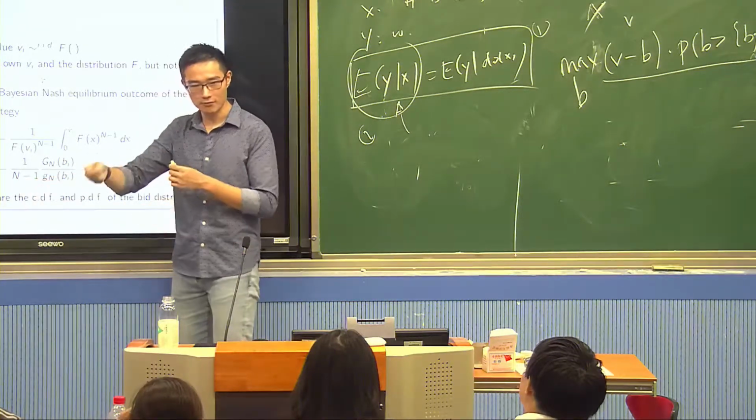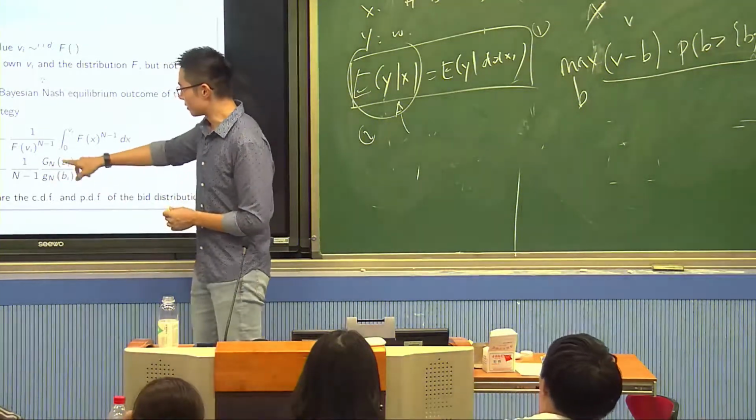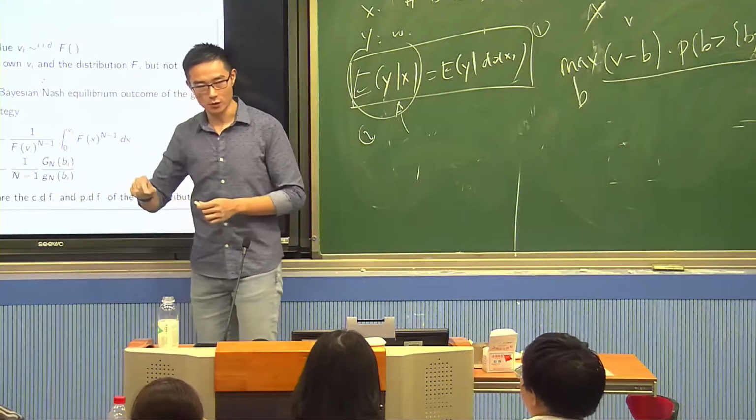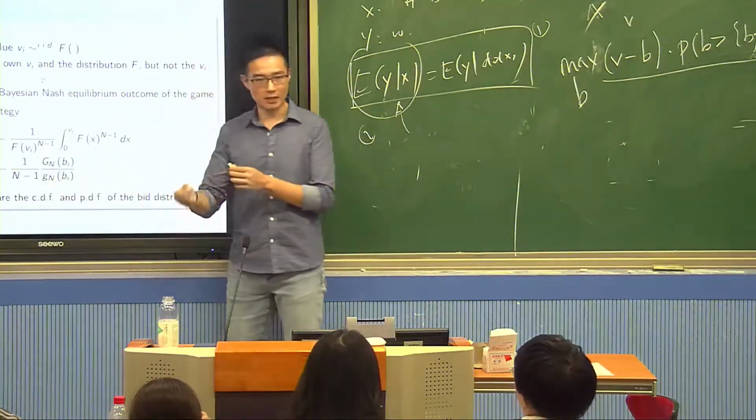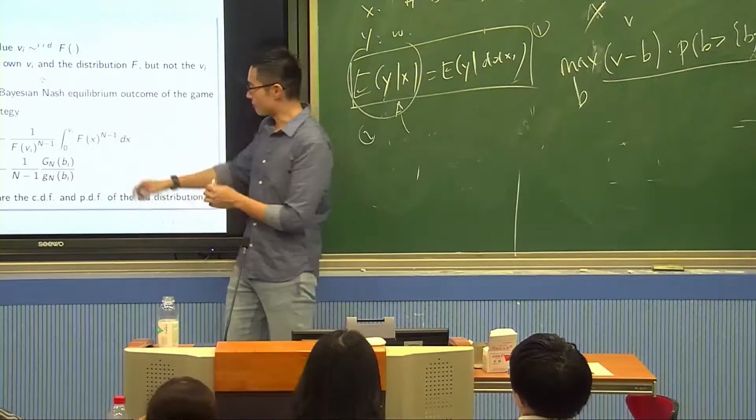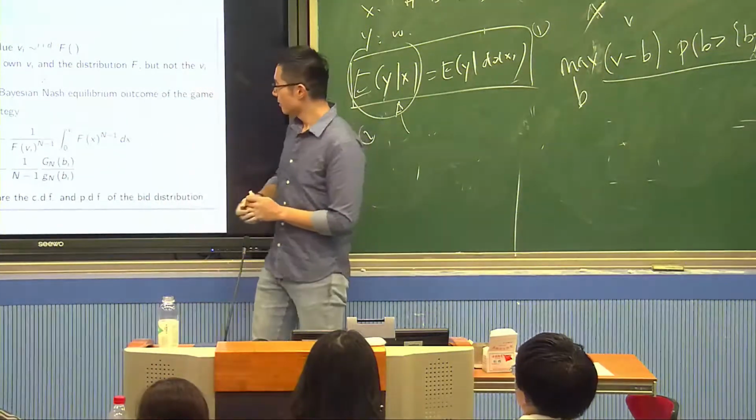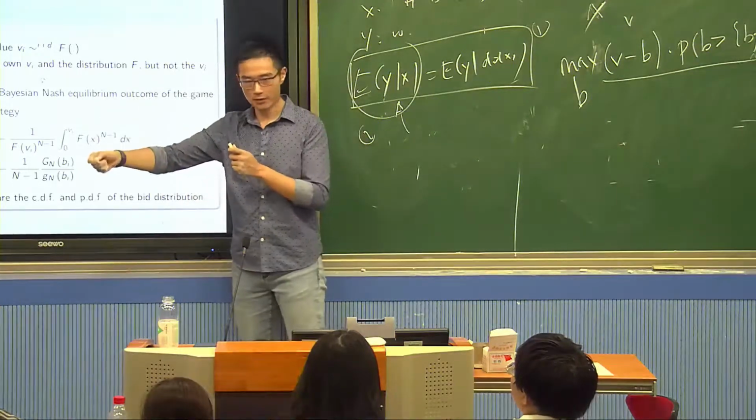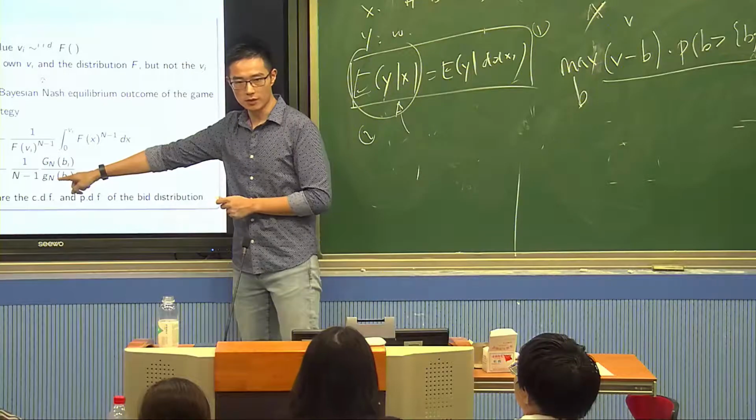N is the number of bidders in the auction. Times G(B) divided by g(B). The large G is the CDF function. The small g is the PDF function. So that's CDF divided by PDF. We have this mathematical formula. And B is the distribution of bids, so this is the CDF of the observed bids, and this is the PDF of the observed bids.